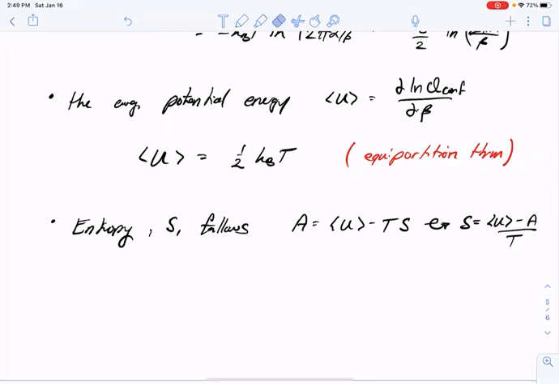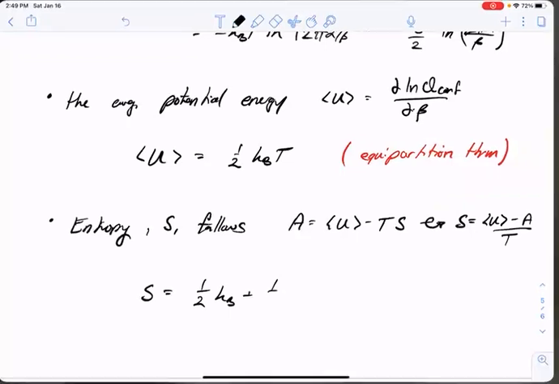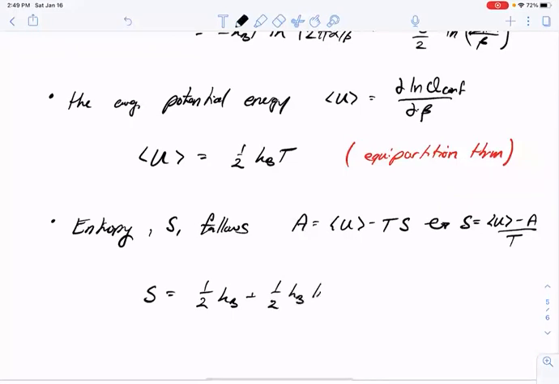In this case, the entropy of our single harmonic oscillator is 1/2 kB plus 1/2 kB log of 2 pi alpha over beta. Just as a bit of a reminder of how one can decompose free energies into energetic and entropic contributions.